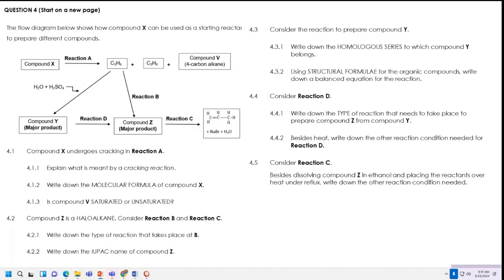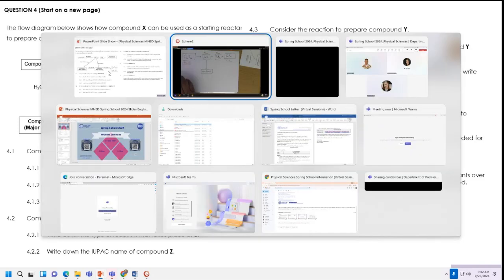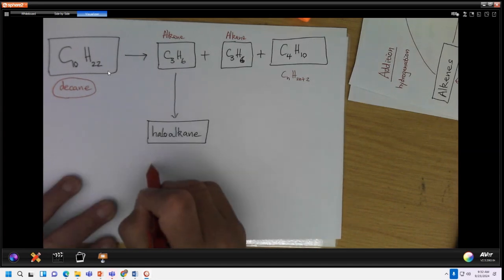Our question says the following. Write down the IUPAC name of compound Z. Oh, that's easy. What we need now is to recognize that here is sodium bromide. That's the big clue. Sodium bromide. So there's obviously the injection of bromine somewhere. That's the halogen that we're involved with. This one here is propene, right? Propene, I'm doing it wrong. Propene.